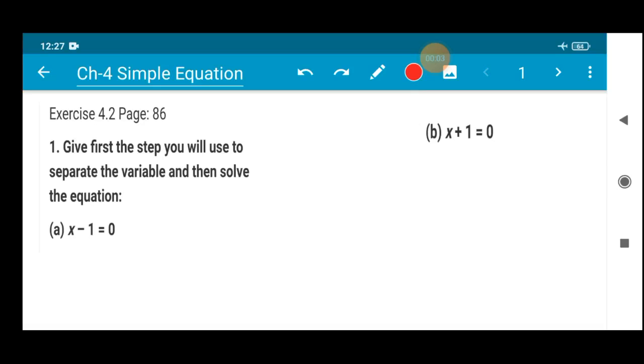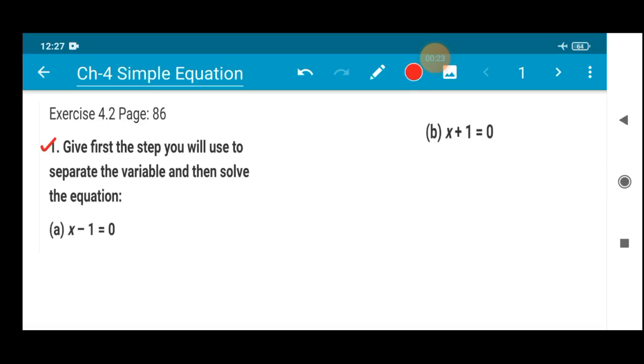So in today's session we will be starting with exercise 4.2, which is on page number 86 of your Maths NCERT book. The question is: give the first step you will use to separate the variable and then solve the equation. The question is very easy.